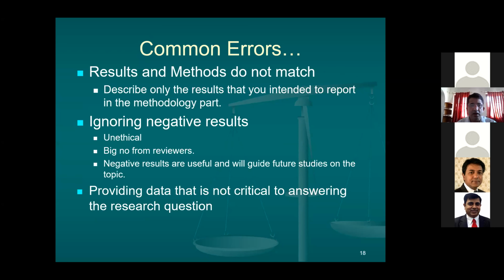This is another thing. Do not provide data that is not critical to answering the research question. Everything revolves around the research question, and while gathering the data, you may have come across much information which is not relevant to your research question. Please do not write that in the result section.